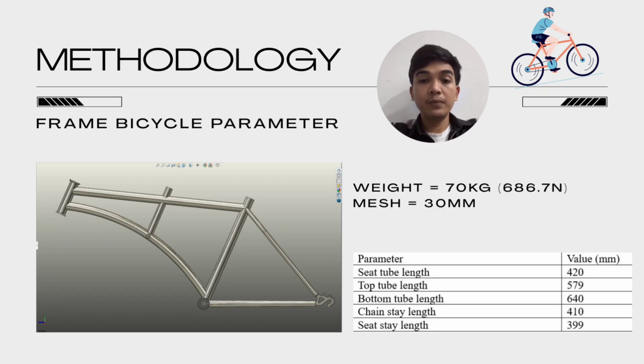After drawing these concepts, we simulate each one using FEA. We apply a rider's weight of 70 kg, or around 687 Newton, to replicate the real load on the frame. We also use a mesh size of 30 mm for the FEA, which is a good balance between accuracy and simulation speed. Through this simulation, we clearly see where stress was highest on each frame design. Usually, the weak point appears near the seat tube and top tube connection, because this area carries the most load and experiences the most bending.